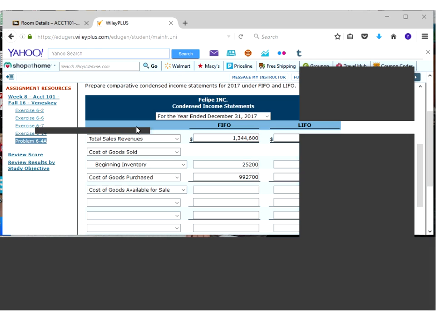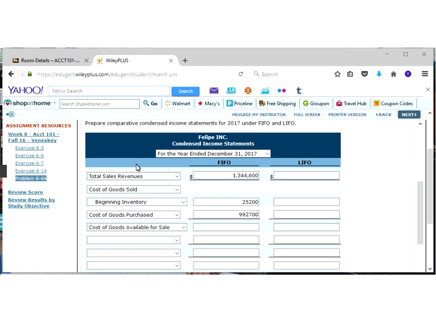So let's go ahead and do that. I'm going to bring up the calculator. I know you won't be able to see this, but off to the side, I've got my calculator with 25,200. I need to add in the 992,700. And that's going to tell me I have $1,017,900.